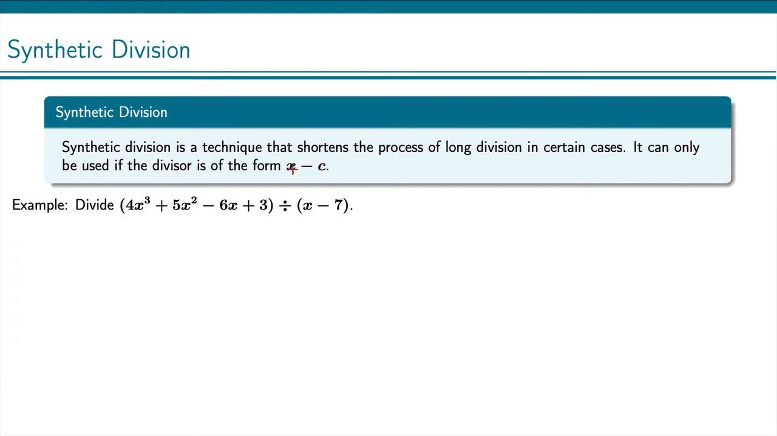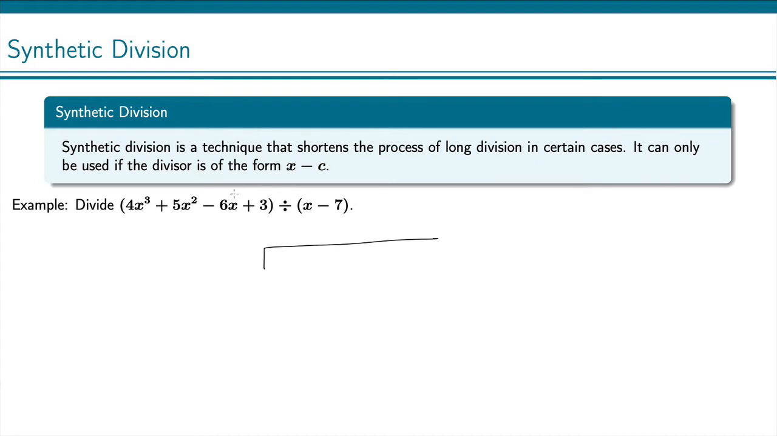If you have something of this form, then you can do this process called synthetic division. I'm just going to show you how it works with this example. We're going to set it up the same way that we do with long division, but underneath, instead of writing out our entire polynomial, we're just going to write out the coefficients. Make sure that you've written your polynomial in standard form with descending powers of x.